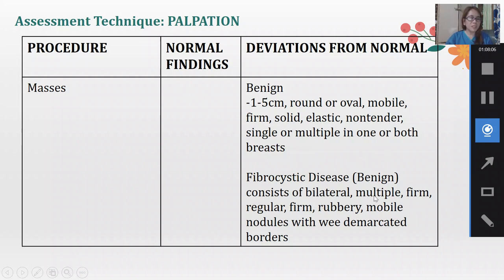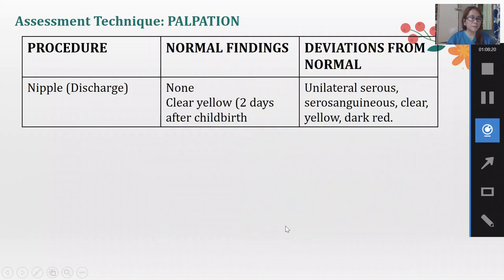So, fibrocystic disease is also known as benign. It consists of bilateral, multiple, firm, regular, rubbery, mobile nodules with demarcated borders. Nipple discharge. So, the nipple, there should be no nipple discharge unless pregnant yung patient or malapit na mga or nagpapadede, lactating mother siya. Okay? So, there should be no discharge kapag after childbirth, 2 days, so merong clear yellow discharge, that could be the colostrum. Okay? Unilateral serous or serosanguinous or clear yellow dark red, that is abnormal already.